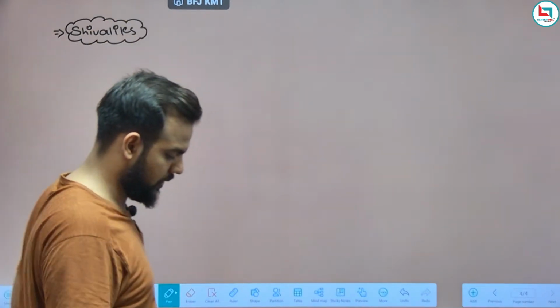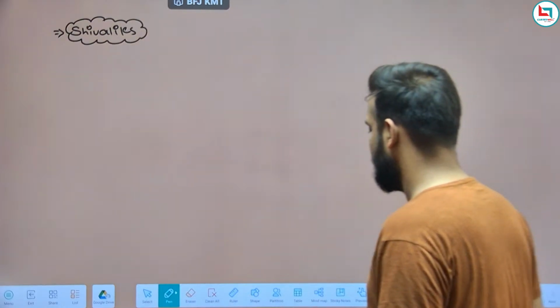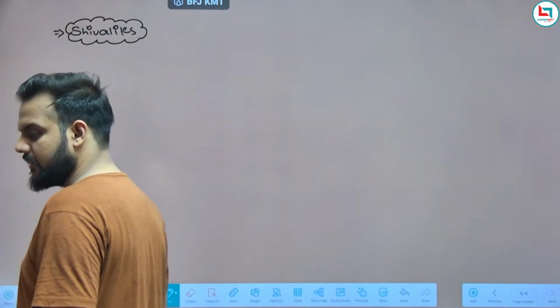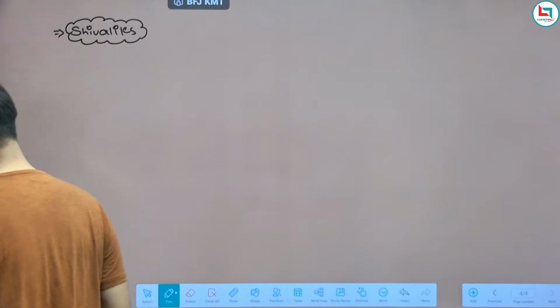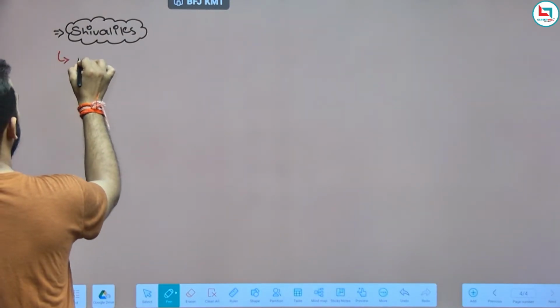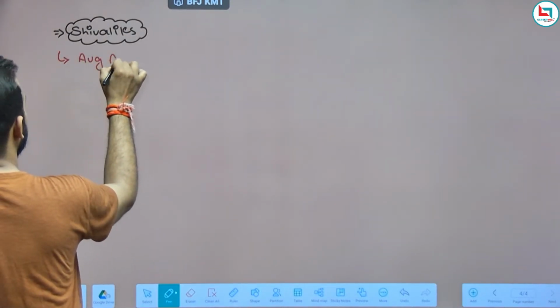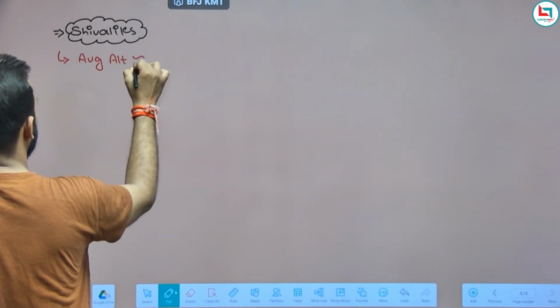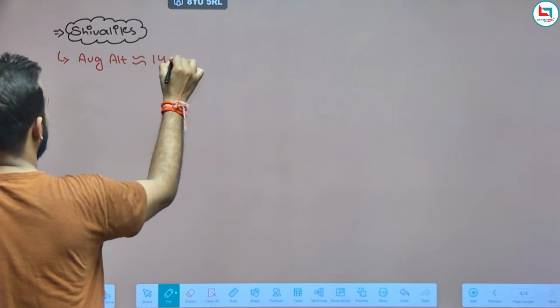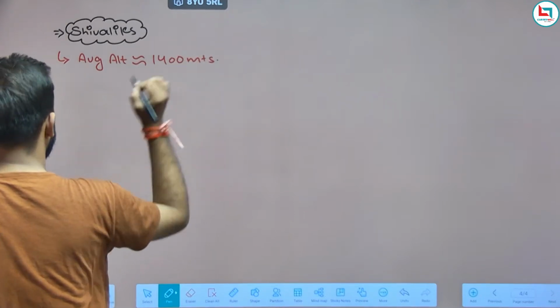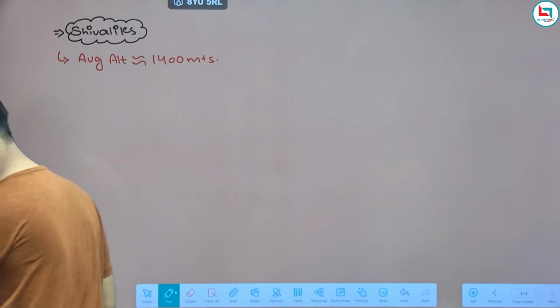Shivaliks are the next one. Now, guys, when we talk about the Shivaliks, remember one thing, that the average altitude of Shivalik is around 1400 meters. Okay, the average altitude of Shivaliks is around 1400 meters. So these are the height of the Shivaliks.